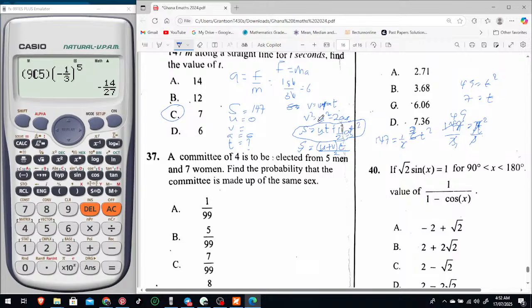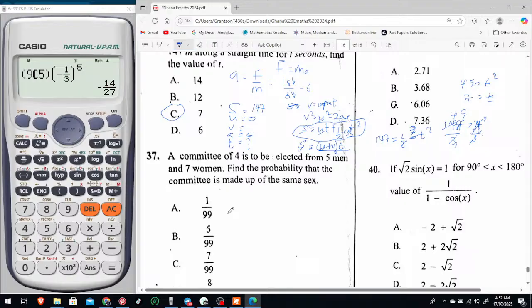v squared equals u squared plus 2as. Difference of two squares, v squared minus u squared. This one is area of a rectangle plus area of a triangle. That's the displacement from the velocity-time graph. And s equals u plus v times t over 2. That's the area of a trapezium, sum of parallel sides times height over 2.